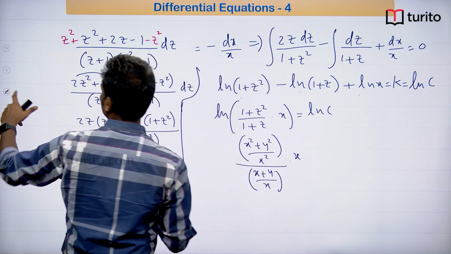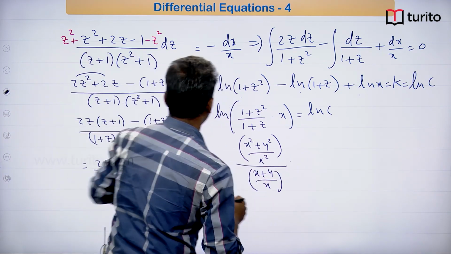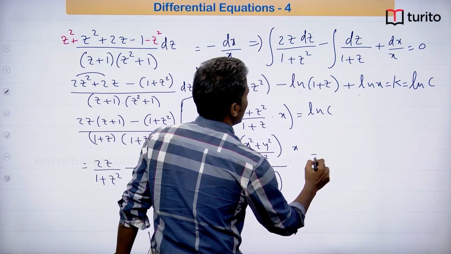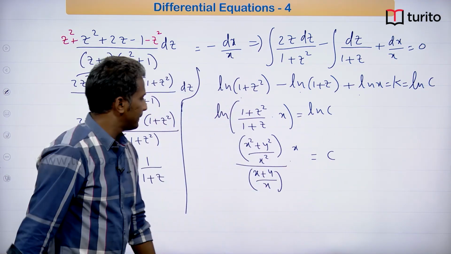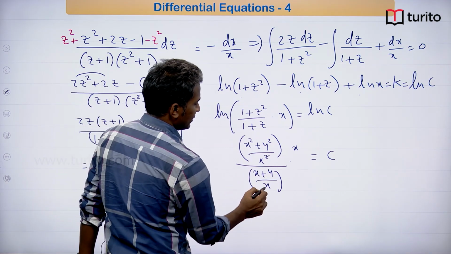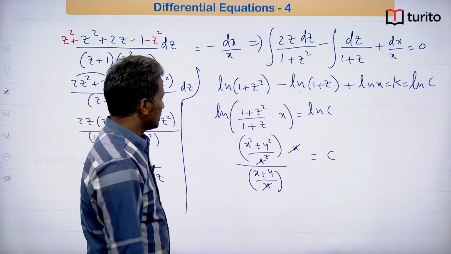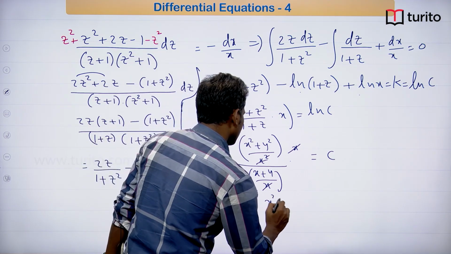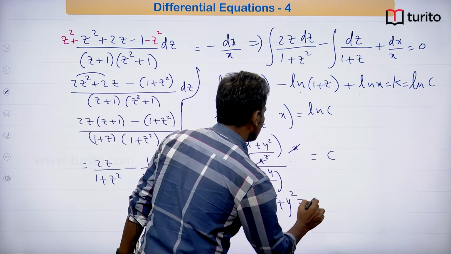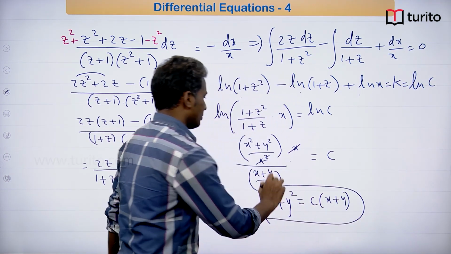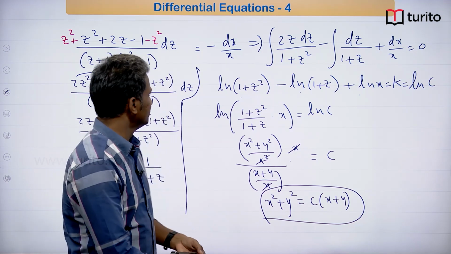So this x is in the numerator, okay. So x here, and there is c here. Now if you notice, one x will get cancelled with this and other x will get cancelled with this. So we will basically get x square plus y square is equal to c into (x plus y). This also becomes a family of circles, okay.